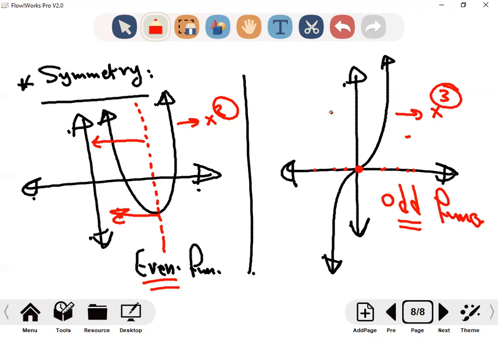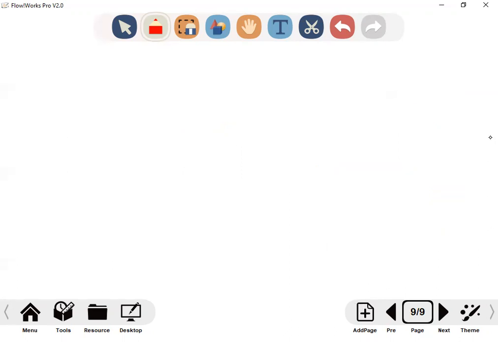What's the meaning of even function? By graph, this is even, this is odd. But by algebra, not graph, look here please. Even function means f of negative x equals f of x.